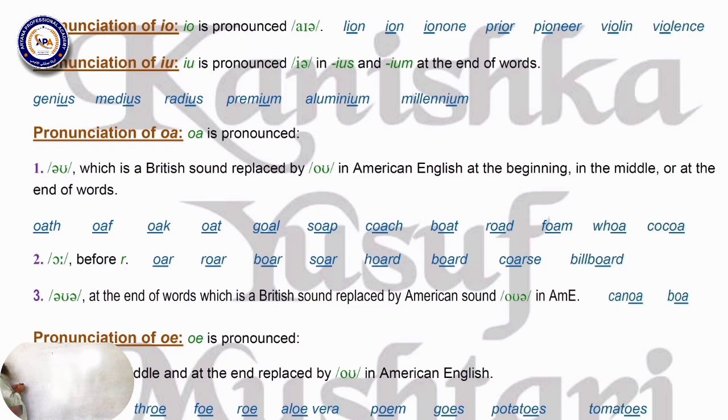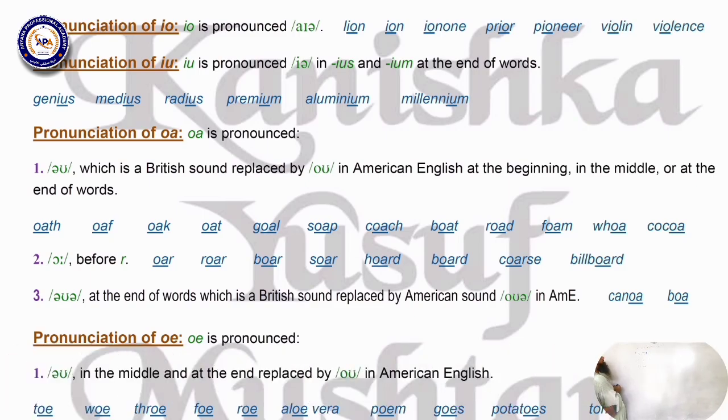And the next digraph is OE. OE is pronounced the first sound again, the British O replaced by American O in American English. And it is found in the middle and at the end of words. At the end, like toe, woe, throw, foe, row, aloe vera, and in the middle, like goes, potatoes, and tomatoes.